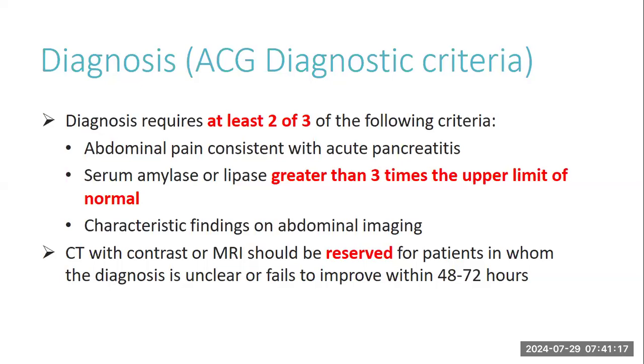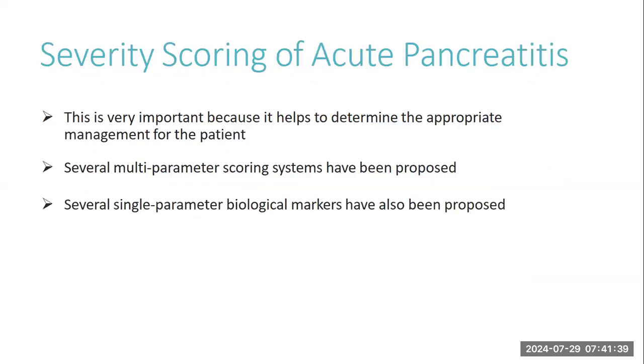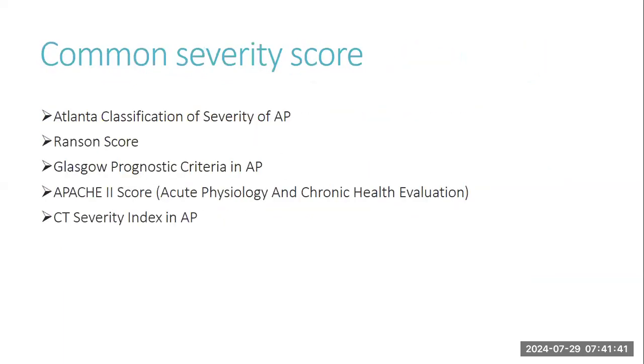Then characteristic findings on abdominal imaging. It's important to know that the abdominal imaging would only come into play if the diagnosis is still unclear, such as if the serum enzymes are not elevated up to 3 times the upper limit of normal. So we may want to go ahead to do imaging. We have several severity scoring systems that help us in the management of this patient.